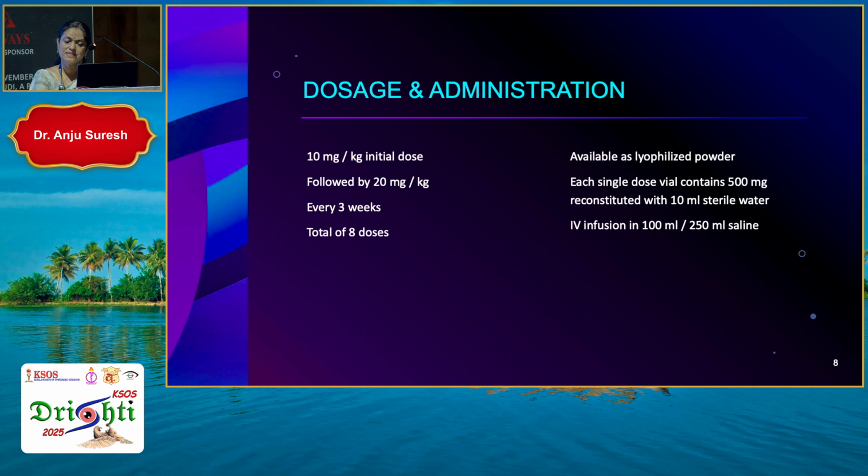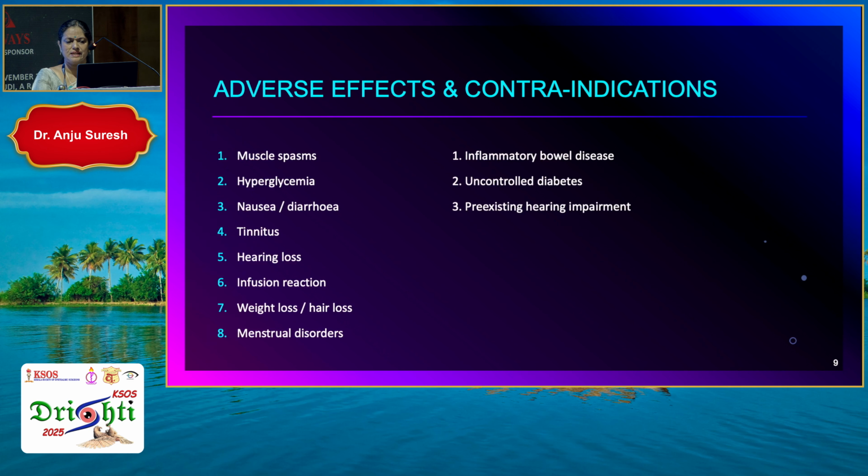So regarding administration, it is available as 500 mg lyophilized powder in a vial that should be diluted with 10 ml sterile water, and this should be added to a 100 ml infusion of saline if the total dose is less than 1800 mg. If it is more than 1800 mg, you use 250 ml normal saline.